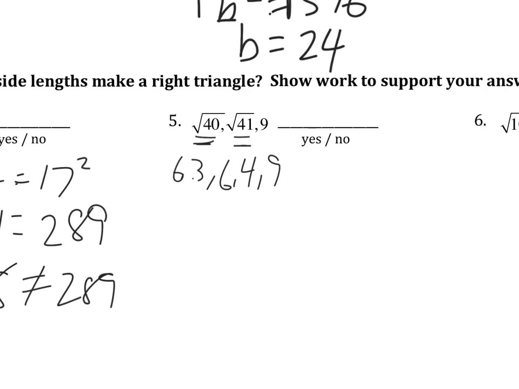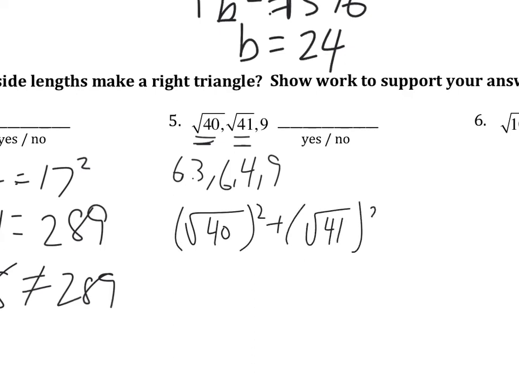So if it is a right triangle, then the square root of 40 squared plus the square root of 41 squared would have to equal 9 squared. Notice how I plugged in the original square roots, not the decimals. I was just doing the decimals to determine the longest side, but I'm plugging in these sides to the formula. And it's a good thing I do, because when I square a square root, they cancel out. Remember that from the previous lesson. These cancel out. So the square root of 40 squared is 40.